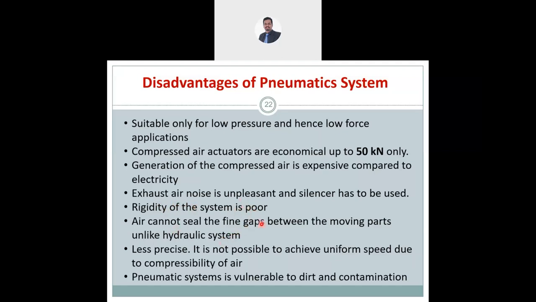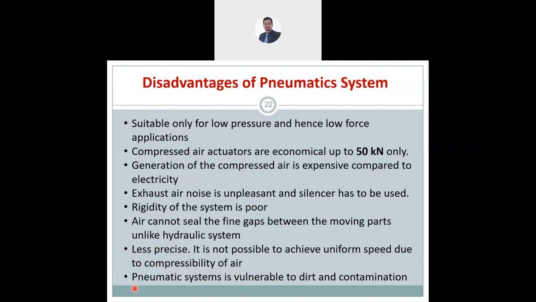The air cannot seal the fine gap between the moving parts, unlike hydraulic system. Okay, so air masuk then boleh keluar. But oil normally will be in a fine gap. Jadi dia akan memenuhi ruang tu lah. Then dia takkan keluar kalau boleh. Okay, so it can be another disadvantage. And less precise. It's not possible to achieve uniform speed due to compressibility of air. So kadang-kadang the compressor supply will be 10, kadang-kadang 9. Because of that, it might not be uniform. So it will affect the precision of the system.